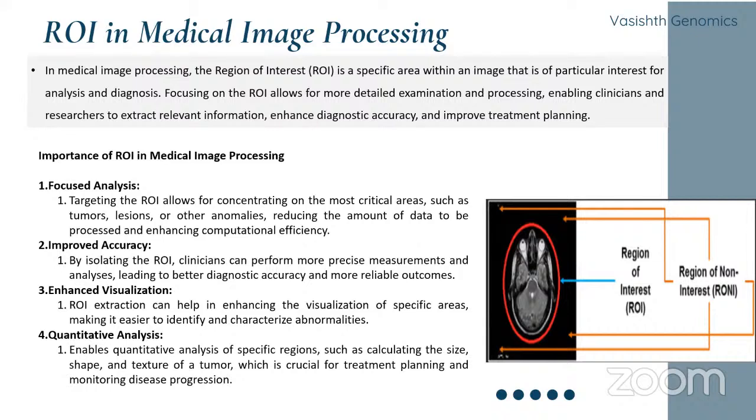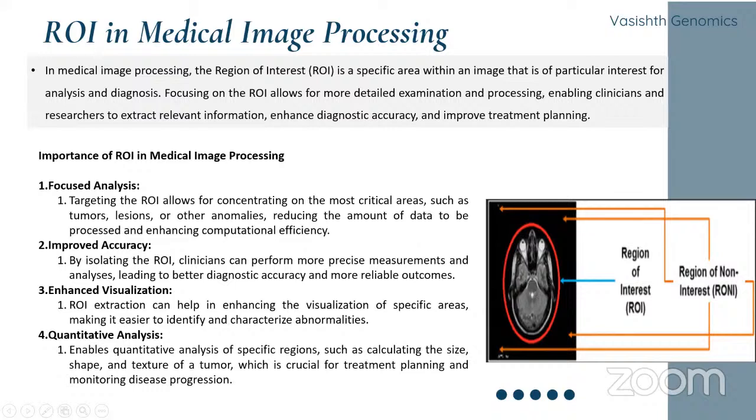So focused area targeting the ROI allows for concentrating on the most critical areas such as tumors, lesions, etc., or other anomalies, reducing the amount of data to be processed and enhancing the computational efficiency. So actually, I can say that here it is. This is your ROI. Suppose this can be your ROI. So you can just take this part and you can enhance this picture.